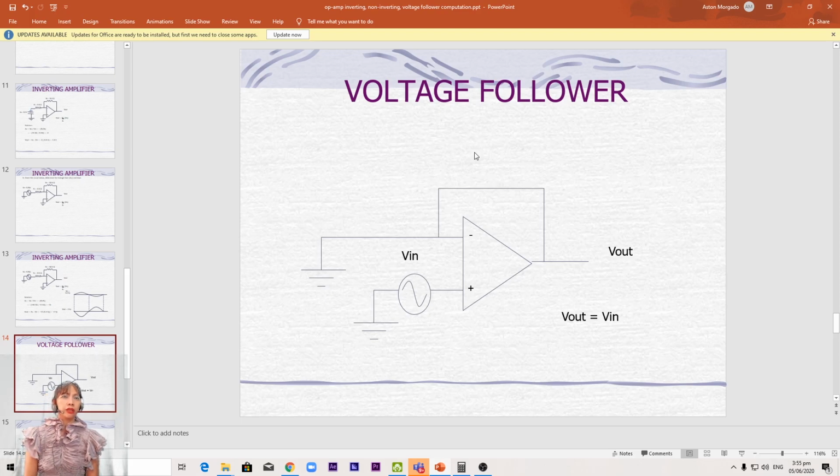So kung napapagod na kayo, you need to refresh, so you need a voltage follower to refresh your energy. So that's what voltage followers do.